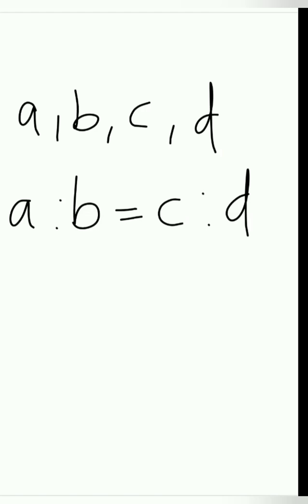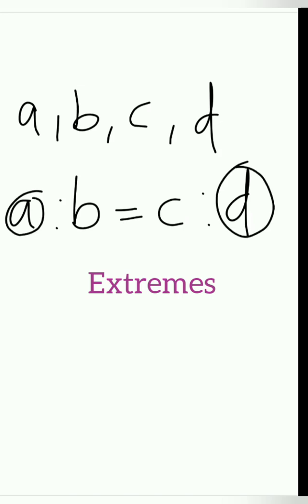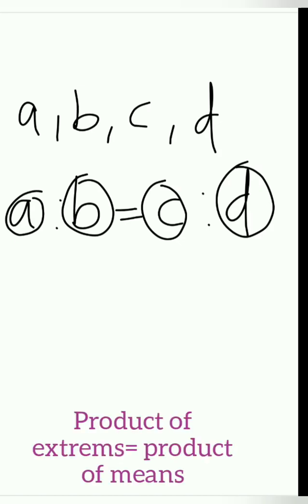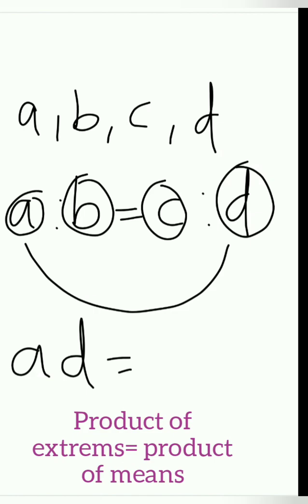The first and the fourth term are called the extremes. Here A and D are the extremes and the second and the third terms are called the means. Here B and C are the means. Also, in a proportion, the product of the extremes will be equal to the product of the means. That means A into D will be equal to B into C.